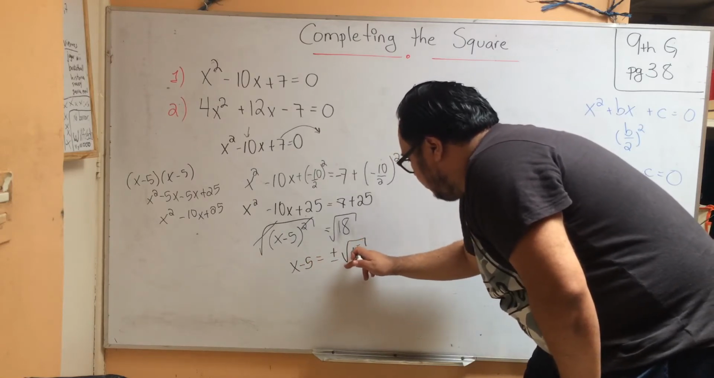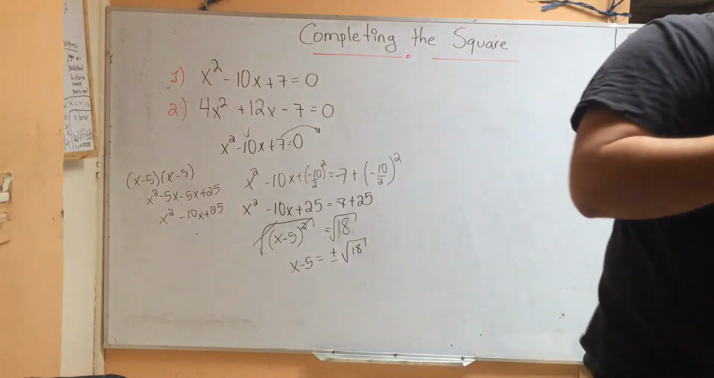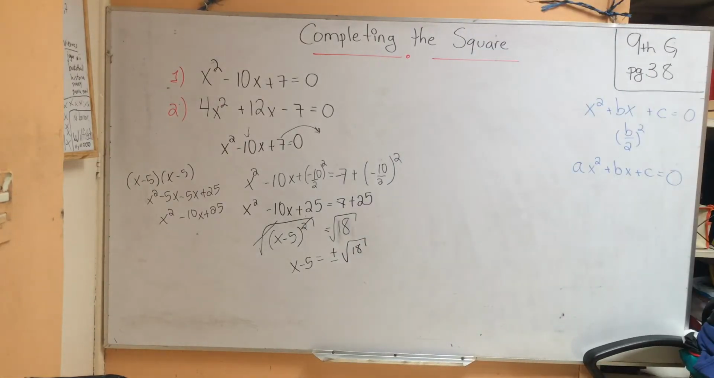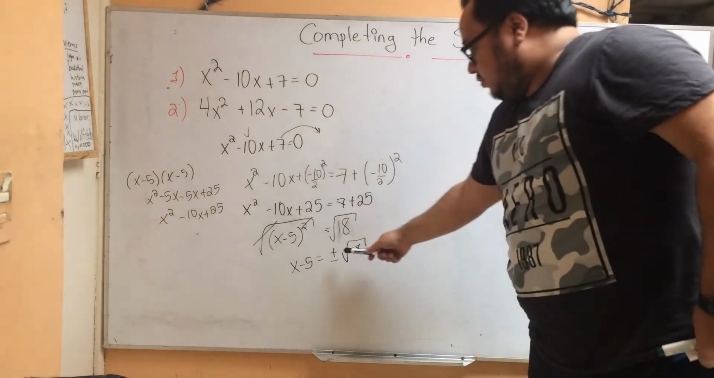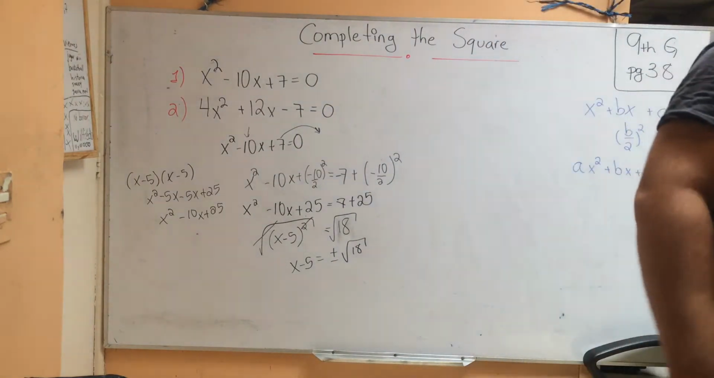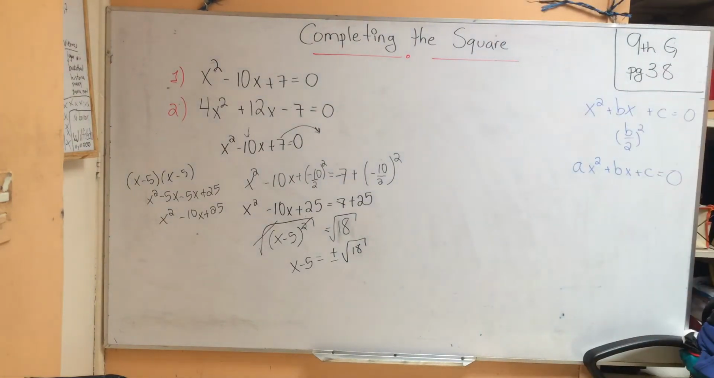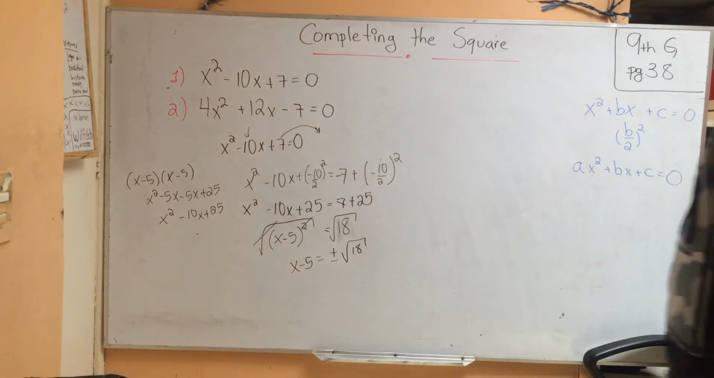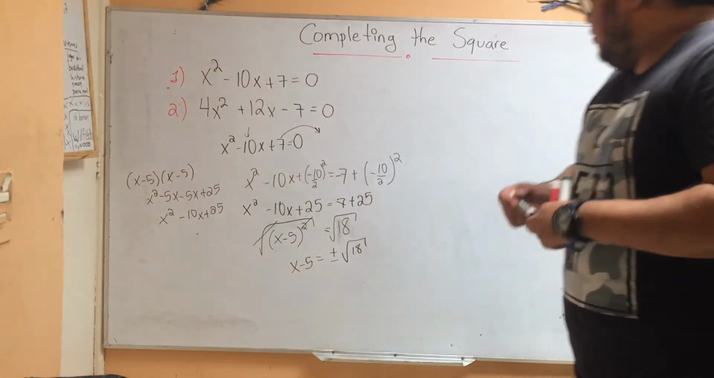square root of 18. And when we apply a square root, we have two possible answers. We can have a positive answer and we can have a negative answer. The reason is that whenever we have a number elevated to the second power, it's always going to be positive, because a positive number to the square is a positive number, and a negative number to the square is a positive number. So we have two possible answers.